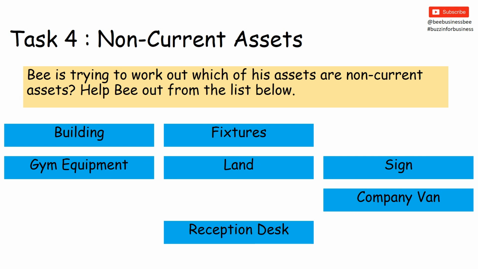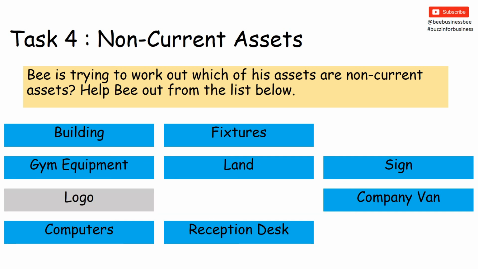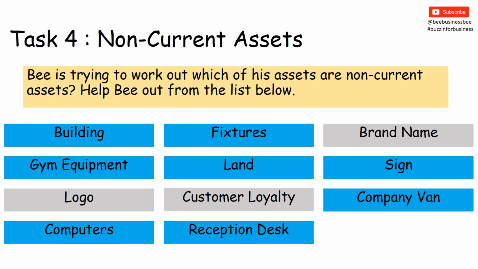They are quite complex. Computers, they are seen as quite tricky just to sell. You can't just get rid of them straight away, so they'd probably be seen as a non-current asset. Now your logo, your customer loyalty, your brand name, and your trademark, as already established, they're intangible. You can't touch them, so typically we're not going to class them in the same bracket.